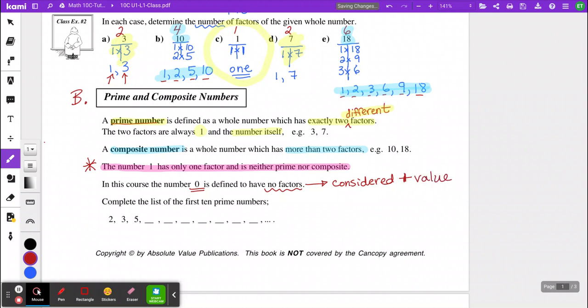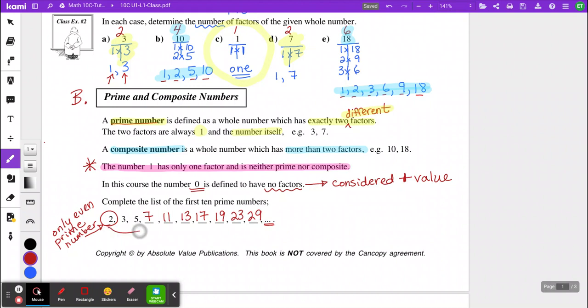Now we're going to list the first 10 prime numbers. Again, the number 1 is not a prime number. The only even prime number is the number 2. Every other prime number will be odd. So we have the numbers 2, 3, 5, 7, 11, 13, 17, 19, 23, and 29. The dots on the end mean that the pattern continues forever.